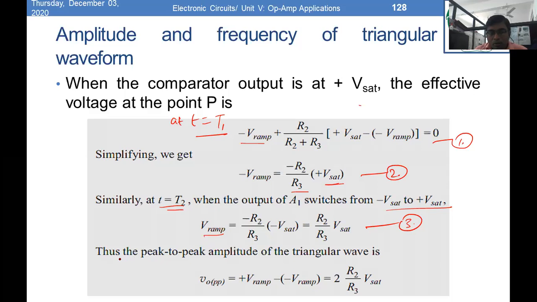So the peak to peak value of the amplitude of the triangular waveform becomes V output peak to peak, Vref minus minus Vref, which is equal to twice R2 upon R3 Vsat. This is the peak to peak voltage of the triangular waveform. Now we have to find the frequency of this waveform. For that we have to analyze the voltage across the capacitor.